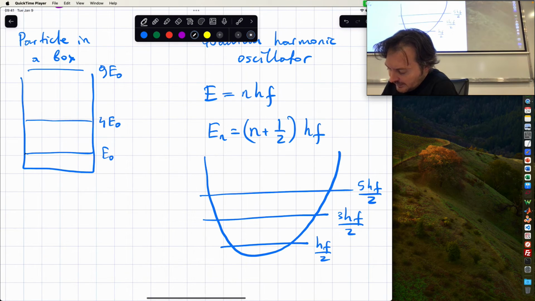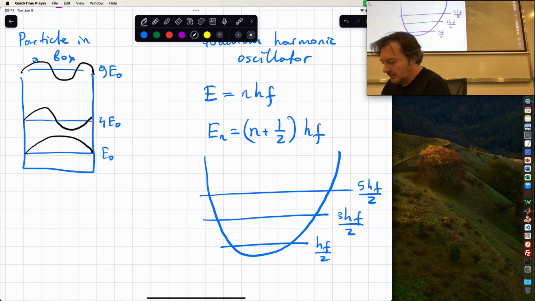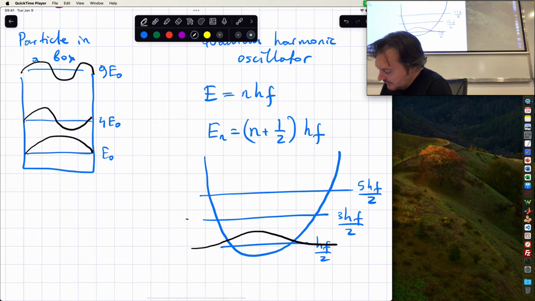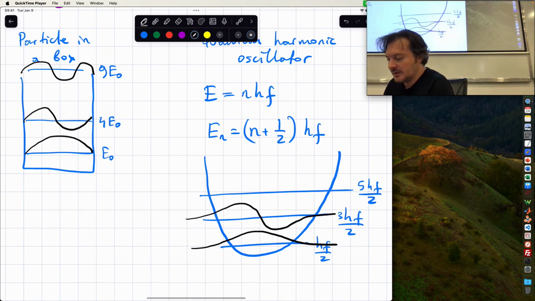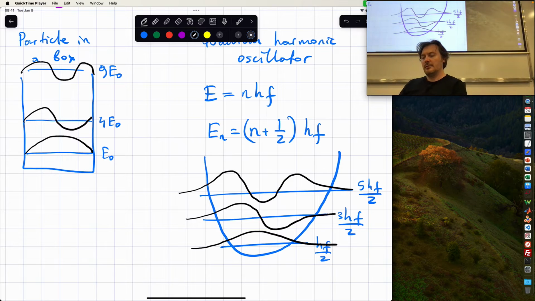And this one had eigenfunctions that look like this, right? This one will be actually very similar. It's just going to start with a Gaussian, like this, and something like this, and then something like this. That's where we are going with this.